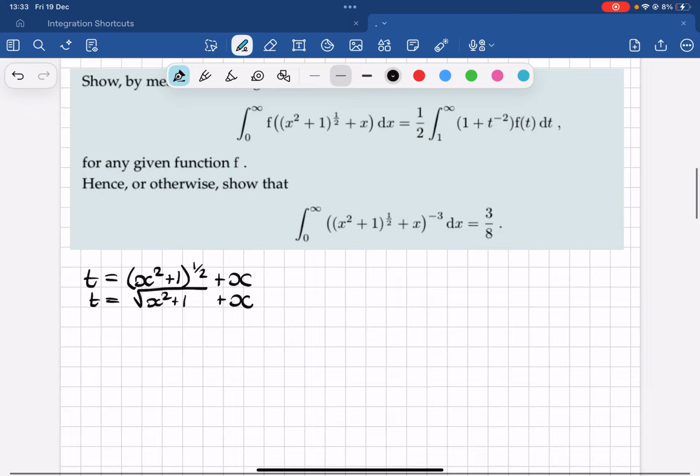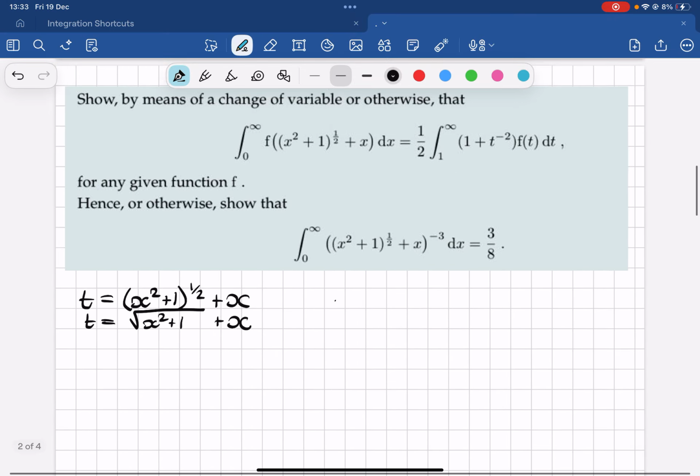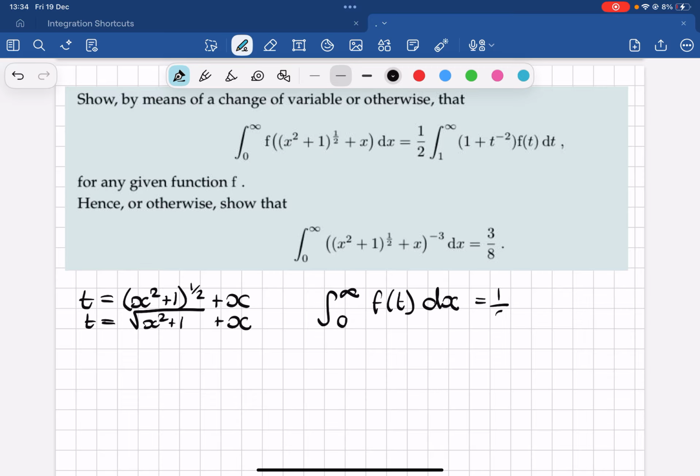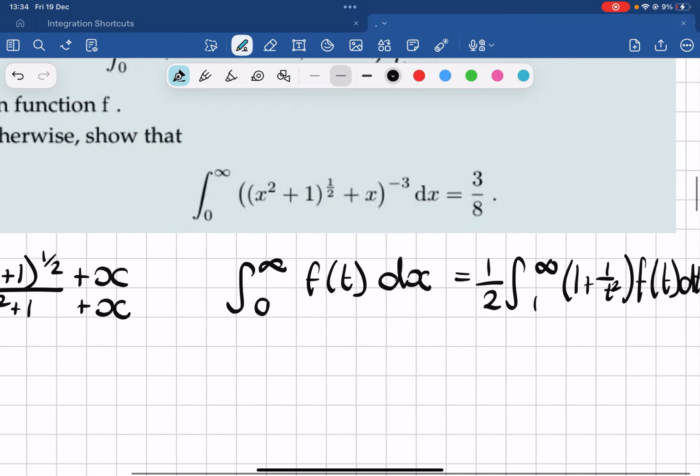Now, if we evaluate what our two equations really look like, we've got the integral from 0 to infinity of f(t) dx equals a half times the integral of (1 plus, let's rewrite this as, 1 over t squared) f(t) dt. Right, so we've got f(t) on both sides, that's fine.